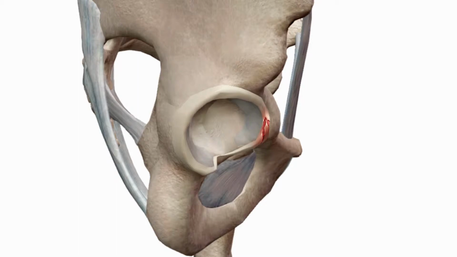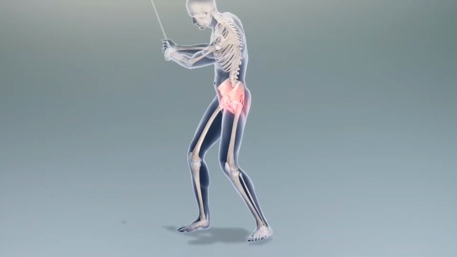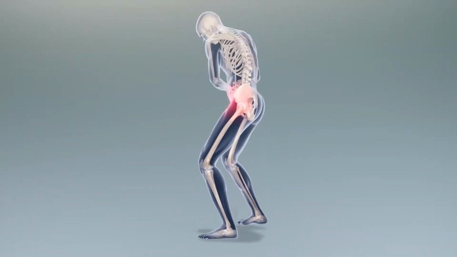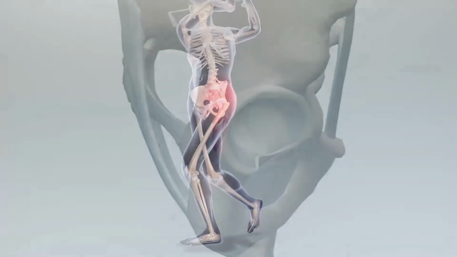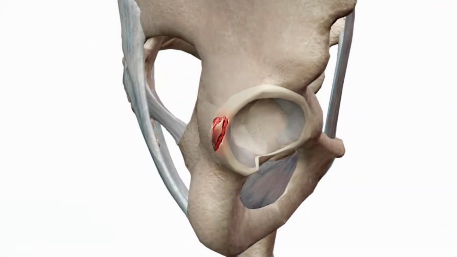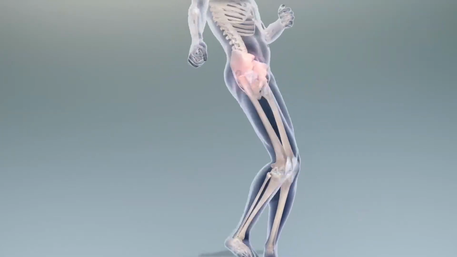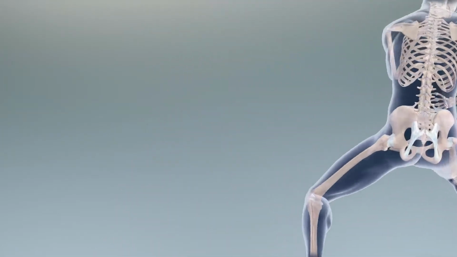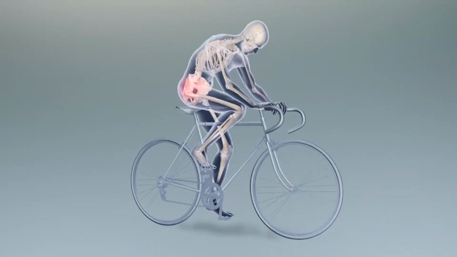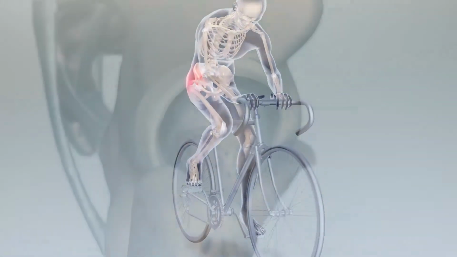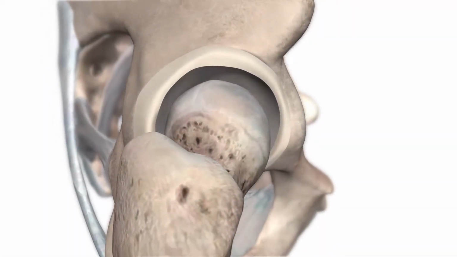Anterior tears are more common in activities involving sudden twisting or pivoting, such as hockey, ballet, or golf. In contrast, posterior tears are more common in activities involving hyperflexion, such as martial arts, or squatting activities, such as horseback riding or cycling. Tears of the acetabulum have also been classified by type.